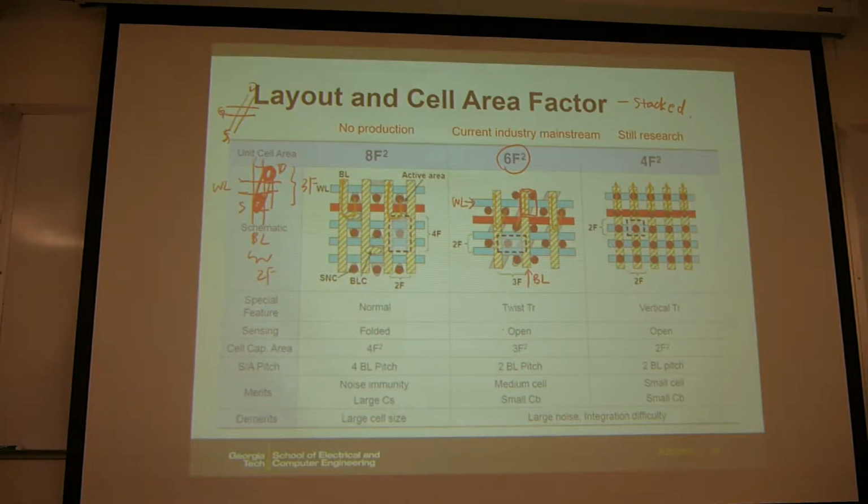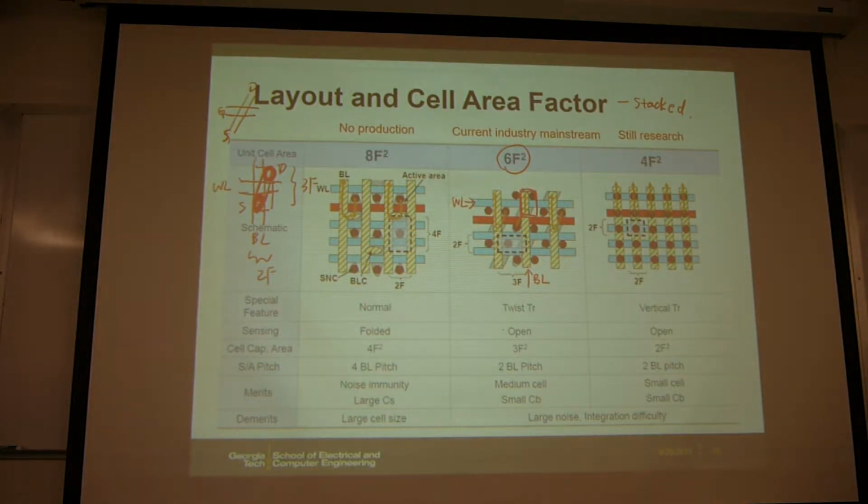Our discussion on the DRAM layout, and this is where we store architecture. For the mainstream technology today, we use a stack capacitor with this open bitline architecture. So we have this 6F square layout. And this is just one example. Later we will see some real examples from different companies.